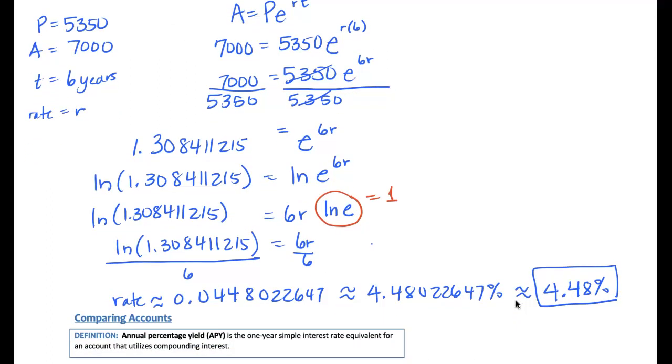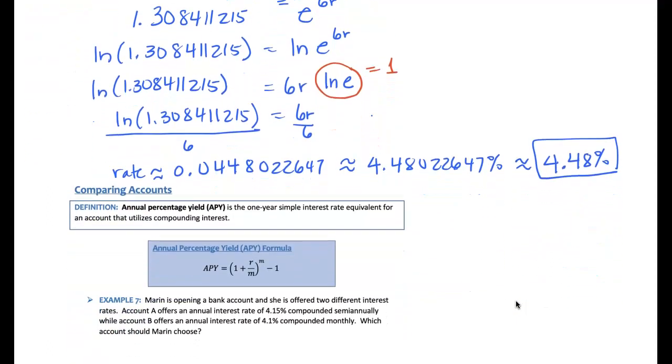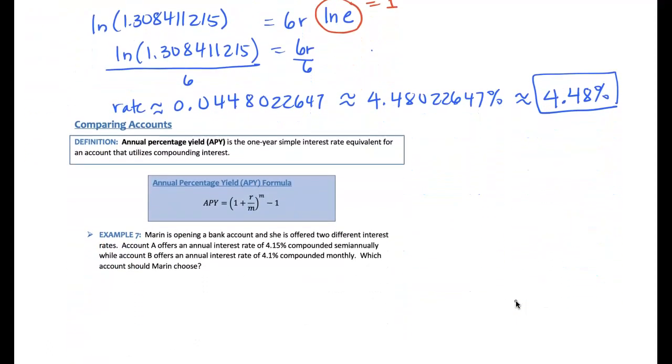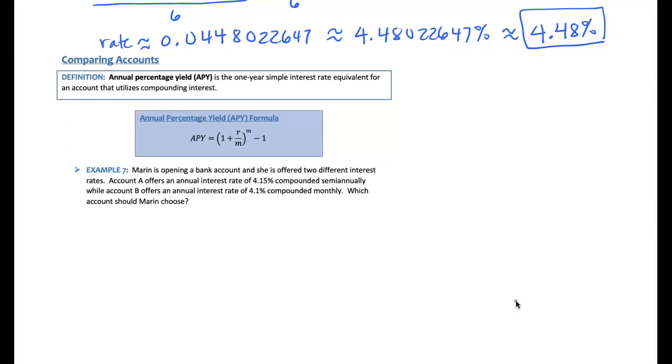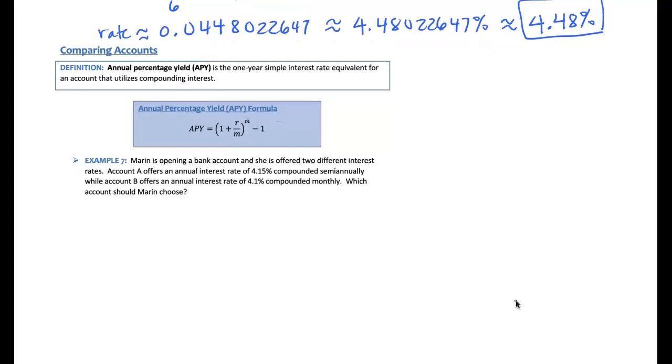Let's take a look at example 7. To compare accounts, an annual percentage yield is often used. The annual percentage yield is equivalent to 1 year of simple interest rate, but it includes the information from compounding, whether you compound quarterly, annually, semi-annually, or monthly.